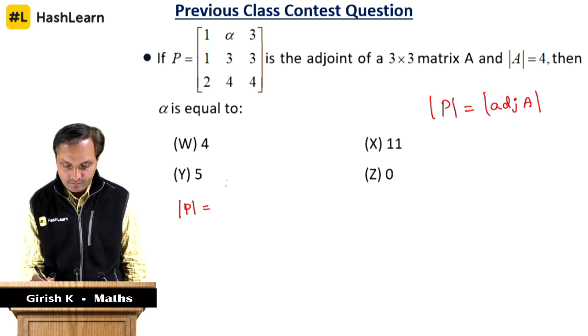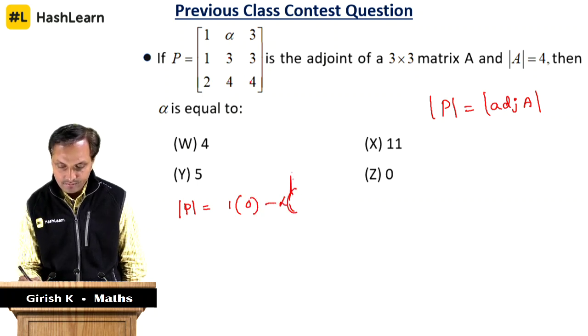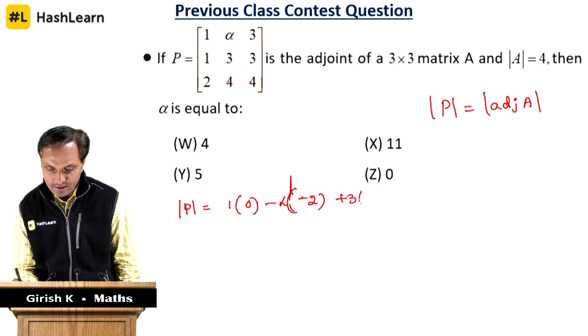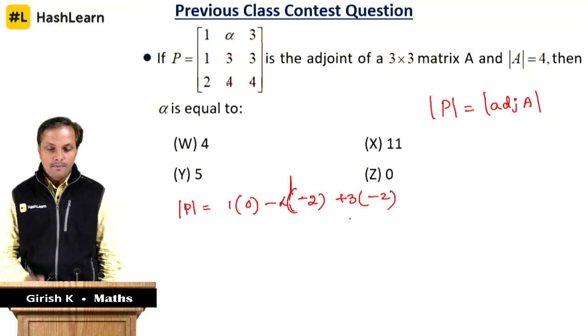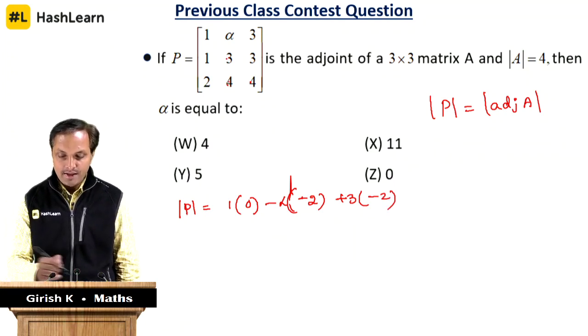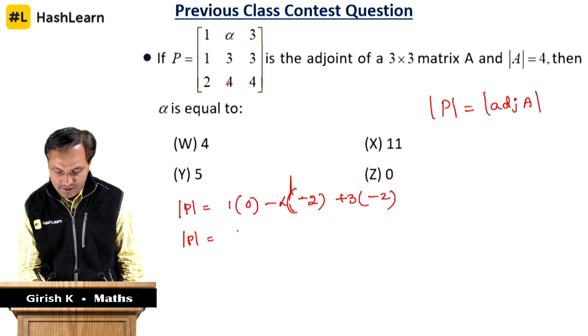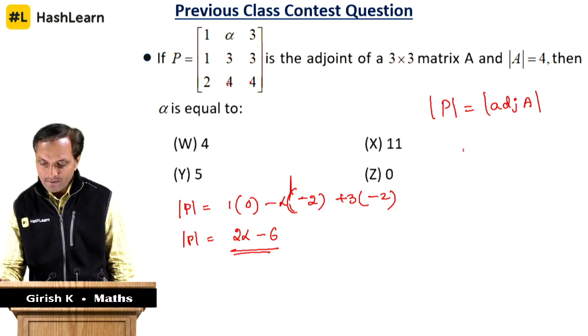That will give you 1 into 4 3s are 12 minus 12 is 0, minus alpha into 4 minus 6 is minus 2, that is 4 1s are 4 minus 3 2s are 6 plus 3 into 4 minus 6 is again minus 2. 4 minus 6 again 4 minus 3 2s are 6 minus 2. So determinant of P will give you minus minus plus 2 alpha minus 6. 2 alpha minus 6. So what is determinant of A?